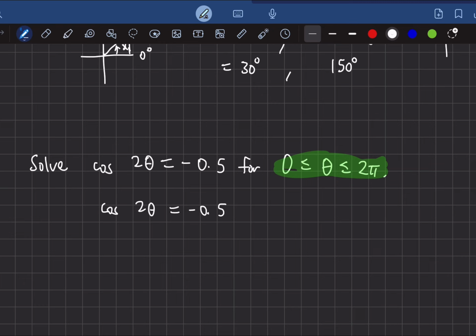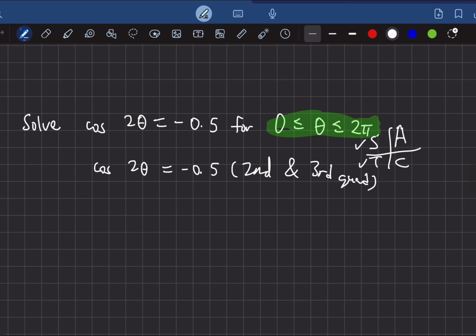So based on our ASTC, cosine negative is in second and third quadrant. So please write second and third quadrant. Then from here, same thing, we find the basic angle. So now it's the basic angle of 2 theta, because this is the angle that hypo is rotated. So with this, still alpha. So cosine inverse 0.5. So this is pi over 3.